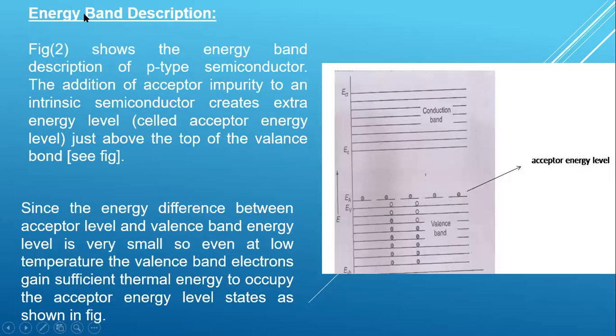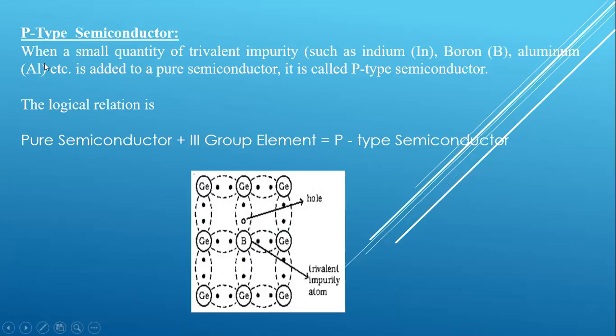What is P-type? If a third group element is there, like boron or aluminum, we get only 3 electrons. Because of 3 electrons, this is 1 electron, another one is 1 electron, and then the fourth electron is not available. Because of that, one hole is created. Because the hole is created, this hole is able to accept electrons. So these are acting as acceptors.